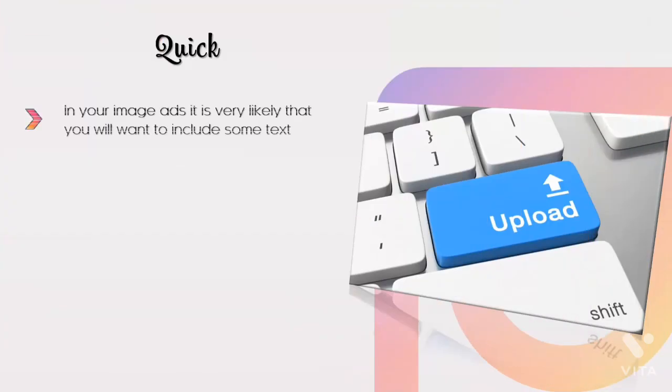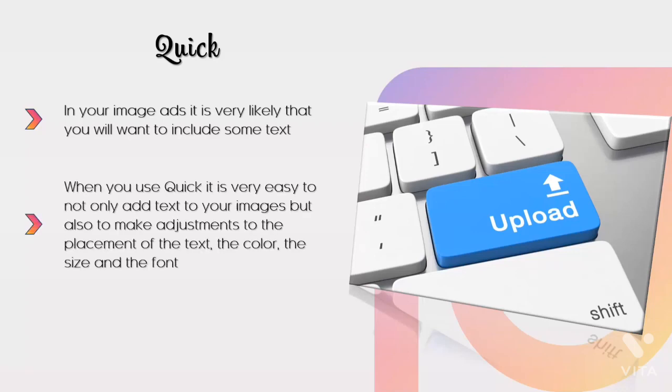Quick. In your image ads, it is very likely that you will want to include some text. This text will be used to persuade the Instagram user to click through your ad. If you are not adept at image editing, then you can do this quickly and easily by using a great little app called Quick. When you use Quick, it is very easy to not only add text to your images, but also to make adjustments to the placement of the text, the color, the size, and the font. There is a free version of the Quick app that will provide you with the capability to do most image edits, and if you want more features, you can purchase these within the app.